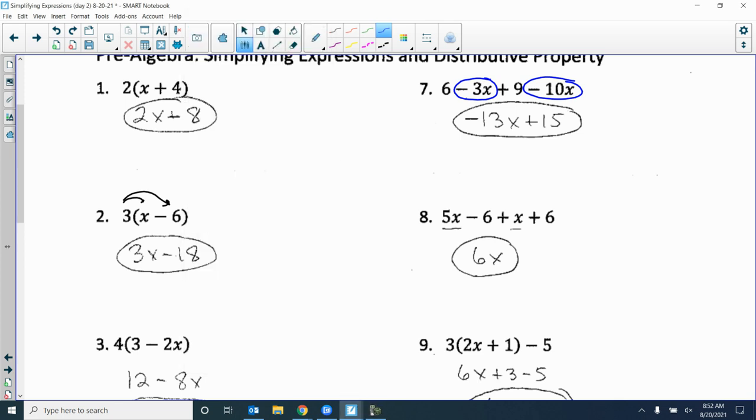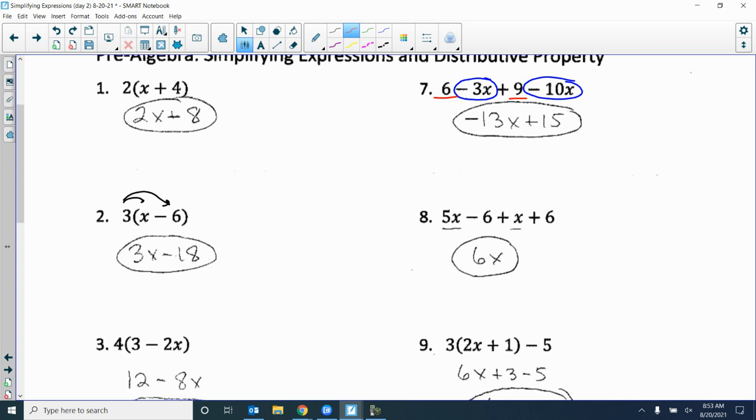6 plus 9, 15. So I'm always going to put the x part first. Now, number 8, negative 6 plus 6 add up to 0. You don't need to write 6x plus 0. And I didn't look at everybody's, but I didn't see many people do that. Just 6x is fine.